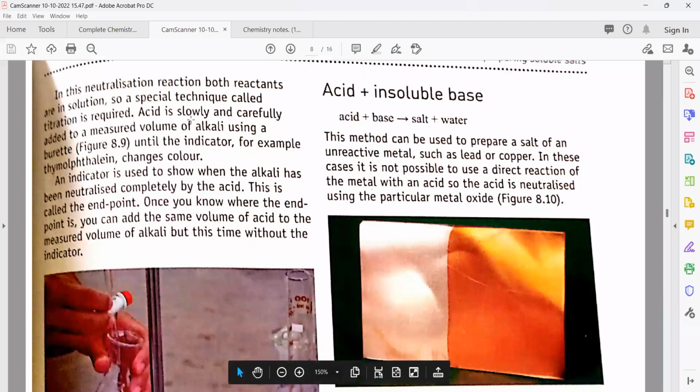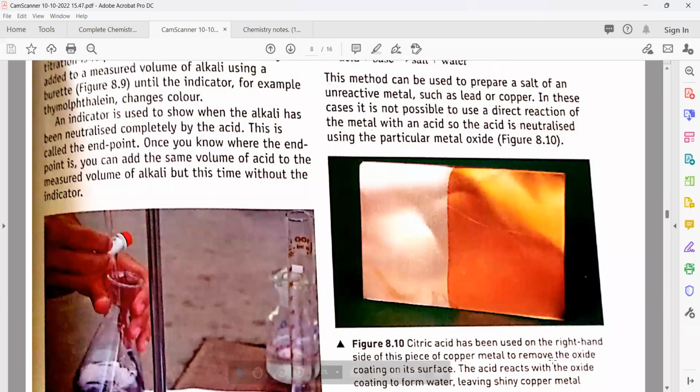In this neutralization reaction, both reactants are in solution, so a special technique called titration is required. What happens during titration? Acid is slowly and carefully added to a measured volume of the alkali using a burette. This thing is called a burette, the long pipe-like structure. In the lab, you can easily find it.